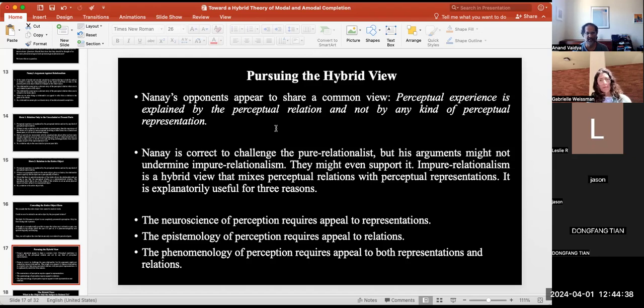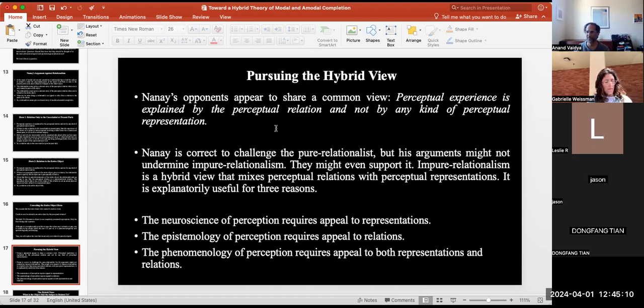Impure relationalism is a hybrid view that mixes perceptual relations with perceptual representations. It is explanatorily useful for three reasons. The neuroscience of perception requires appeal to representations. This is very common when you look at almost all work in neuroscience. The epistemology of perception requires appeal to relations. This is why people say that we don't want to say that someone who hallucinates stabbing another person is giving us evidence of the fact that they're stabbing another person, but the hallucination shares a common kind with the actual seeing.